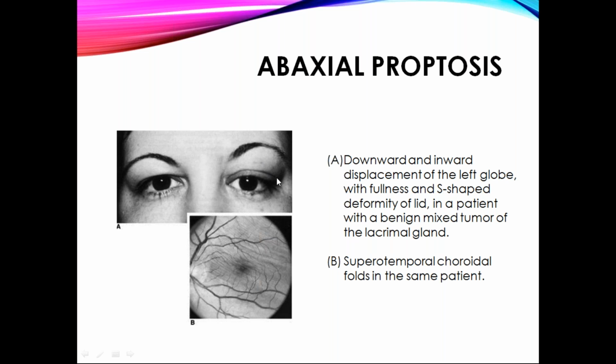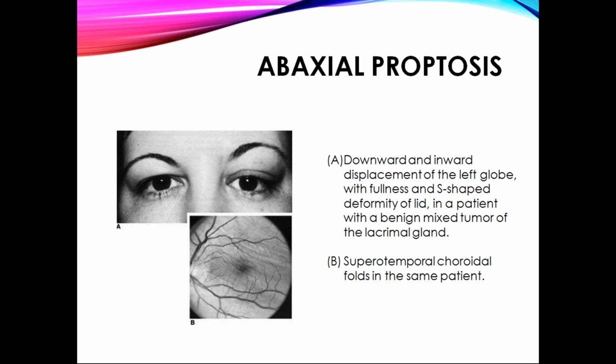So what is the anatomical structure here? It is the lacrimal gland. Whenever a lacrimal gland tumor is there, it pushes the eyeball in a downward and inward direction. When something is pushing the eyeball, it will press the eyeball and cause folds in the retina. In the retina you can see these various striations. These are all folds seen in the retina. So this is an example of abaxial proptosis.